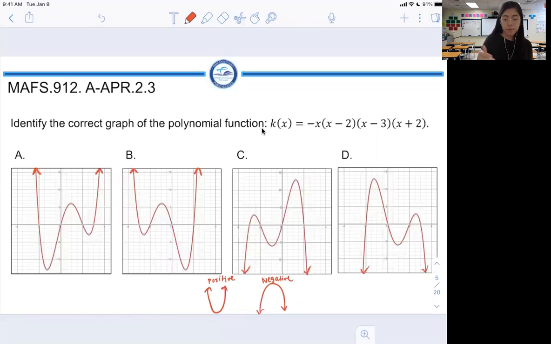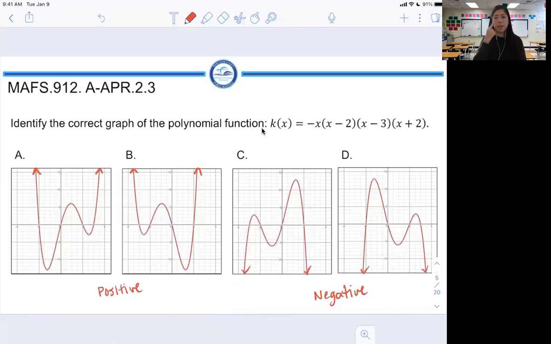Okay, so A and B would both technically be positive, whereas C and D would each be negative. So which answer choices can I eliminate based on the function k of x? Good, A and B are out because I know it's going to be negative. So now I can look at the x-intercepts. What do these all correspond to? What are my x-intercepts going to be?